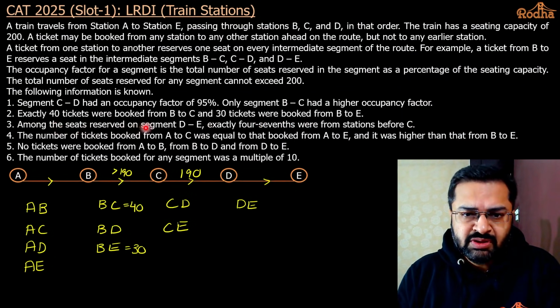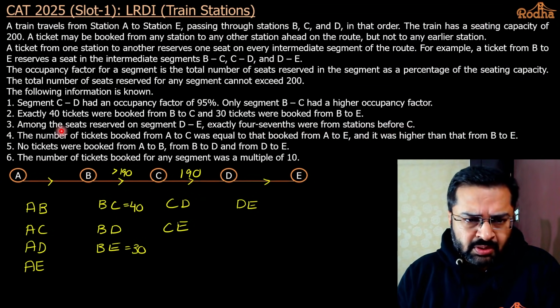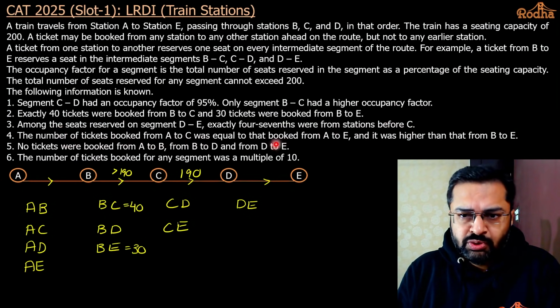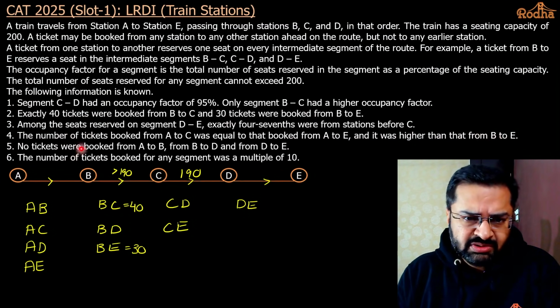Among the seats reserved on segment DE, exactly 4/7 were from stay. Okay, we'll come to it. What else is given? The number of tickets booked from A to C was equal to that booked from A to E, and it was higher than that from B to E. We'll come to it. Let's see if there's something easier.